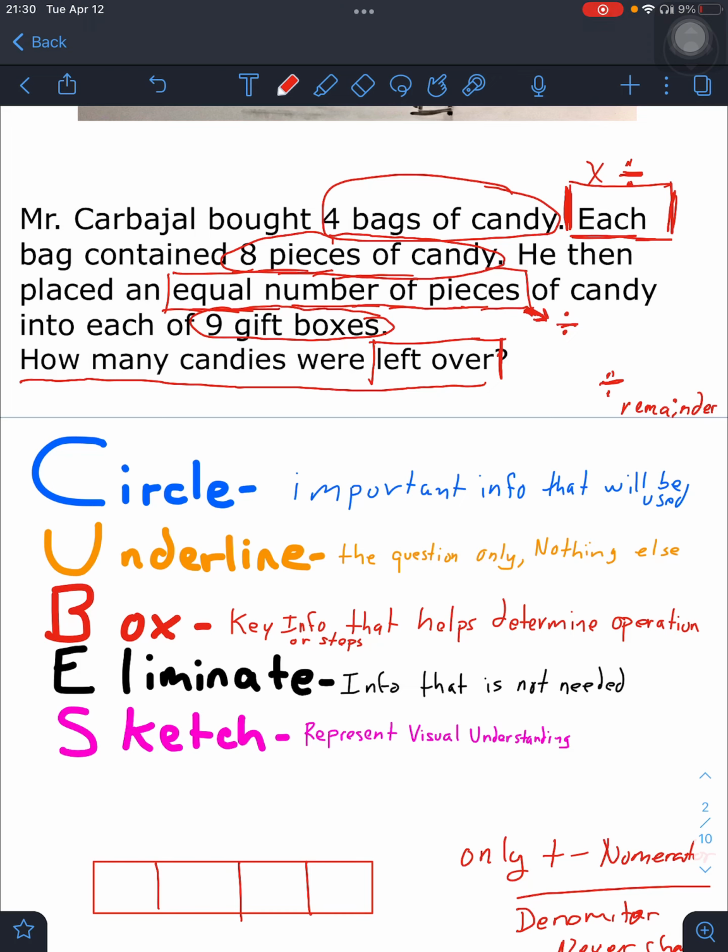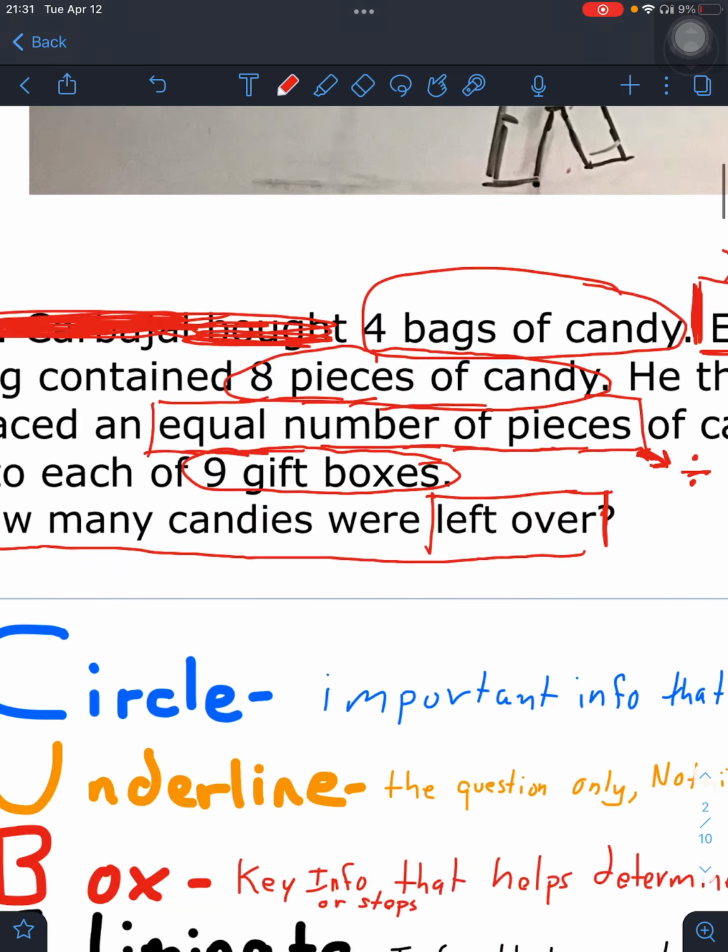Irrelevant information, information that's not needed. There's only one person here, Mr. Carvajal. That's not needed. This could have been anyone. So I can cross that out. That I purchased it. It doesn't ask me anything about profit. So 4 bags of candy.